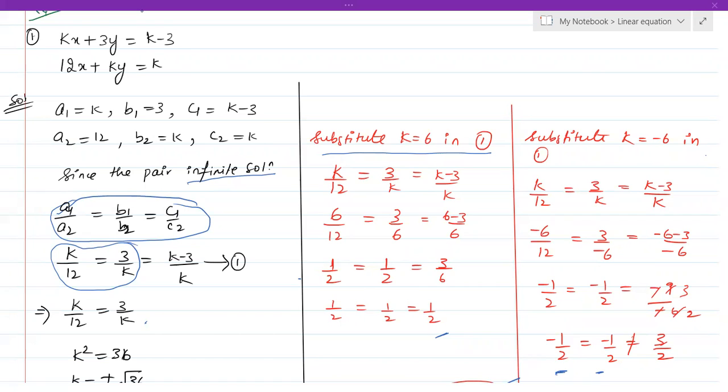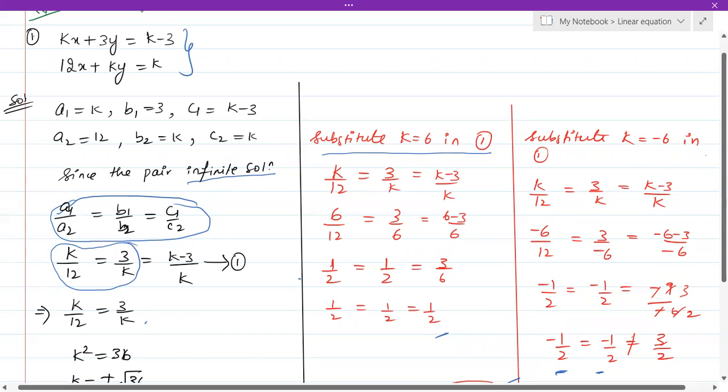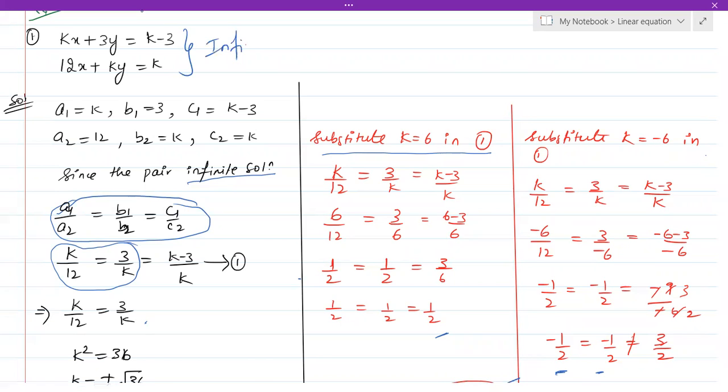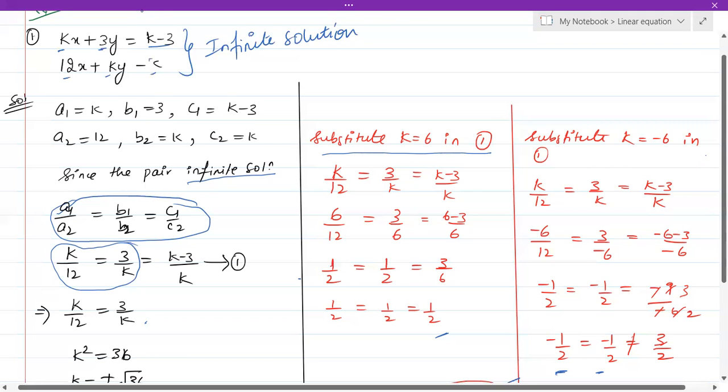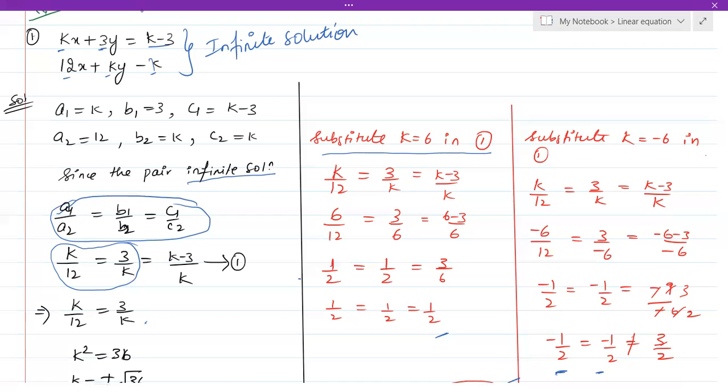I've taken one more pair of linear equations, but here the condition that I've taken is infinite solutions. The previous one was no solution, but here I've taken the condition as infinite solutions. This pair is having infinite solutions, so we have to find the value of k. As usual, find the values of a1, b1, c1, a2, b2, c2. As you can see, a1 is k, b1 is 3, c1 is k minus 3. Similarly, a2 is 12, b2 is k, and c2 is k. So we have found the values of a1, b1, c1, a2, b2, c2.